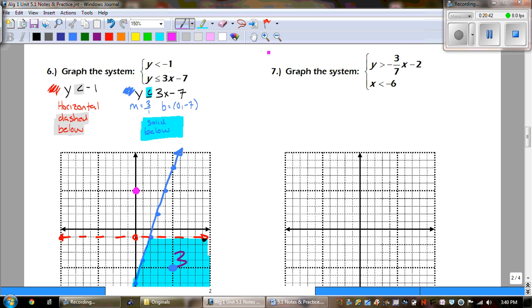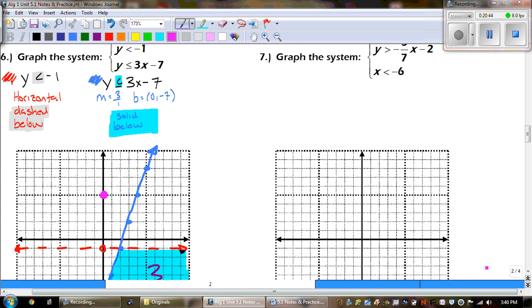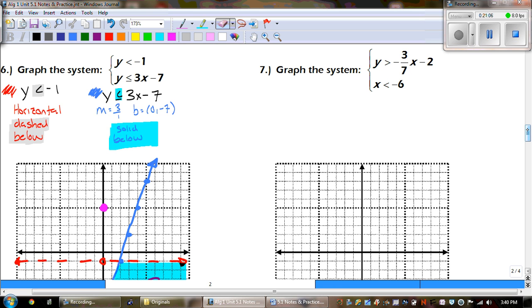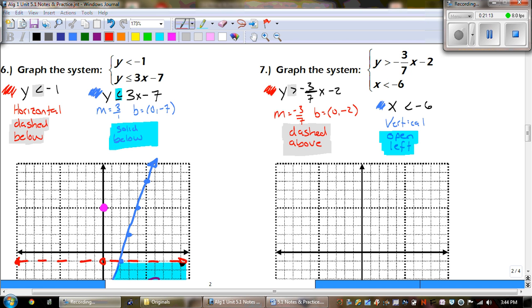Number 7. Why don't you guys see if you can graph the lines on your own? Remember that that's going to be a special case. We already talked about a horizontal line with y. So if it's an x, that means it's going to be a vertical line. Go ahead and pause the video and good luck. Okay, there's a little sneak peek of what it should be. Go back and pause the video for your graph.